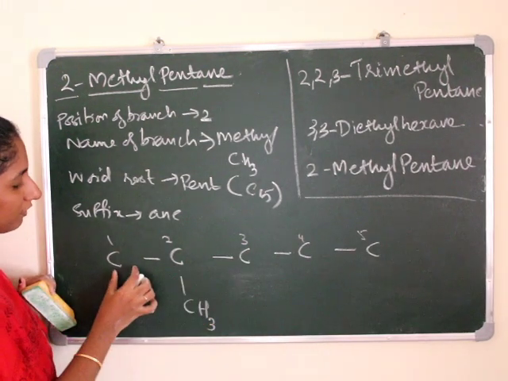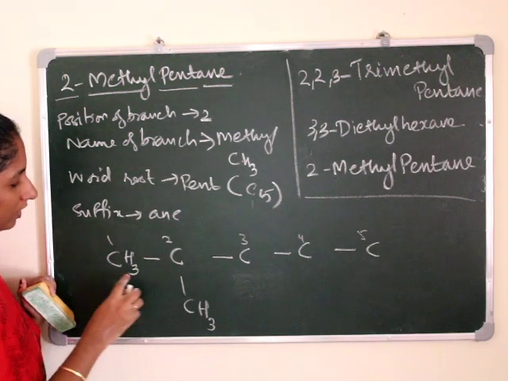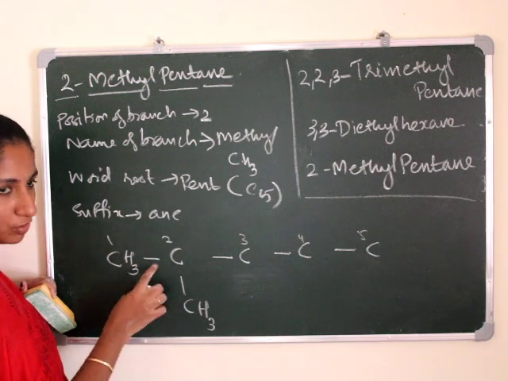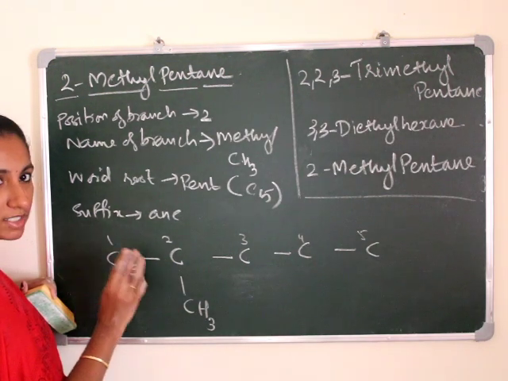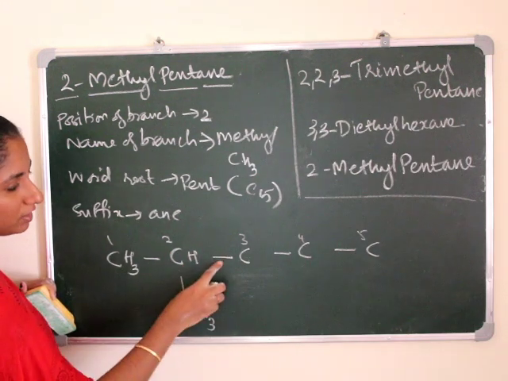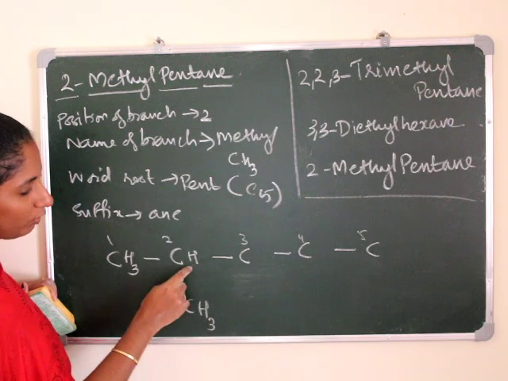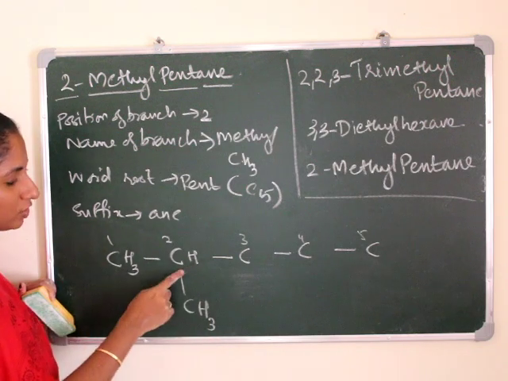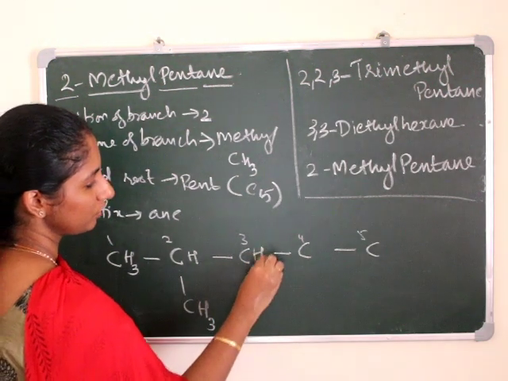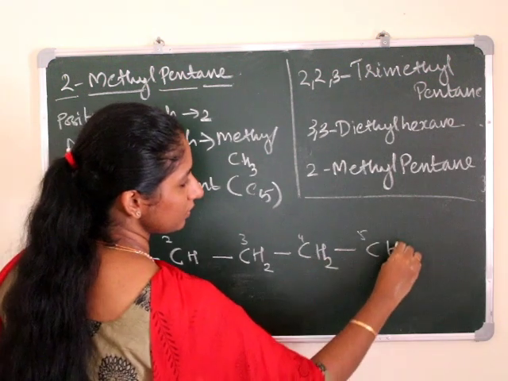So we want to saturate each carbon atom. CH3, already one bond is here. For this carbon atom, two valencies are balanced, so we put only one hydrogen atom because this must also be saturated. 1, 2, 3 bonds are already completed, so we put only a single hydrogen atom to satisfy the valency here. Here 2 bonds are already present, so 2 more. Here also 2 more, and CH3.